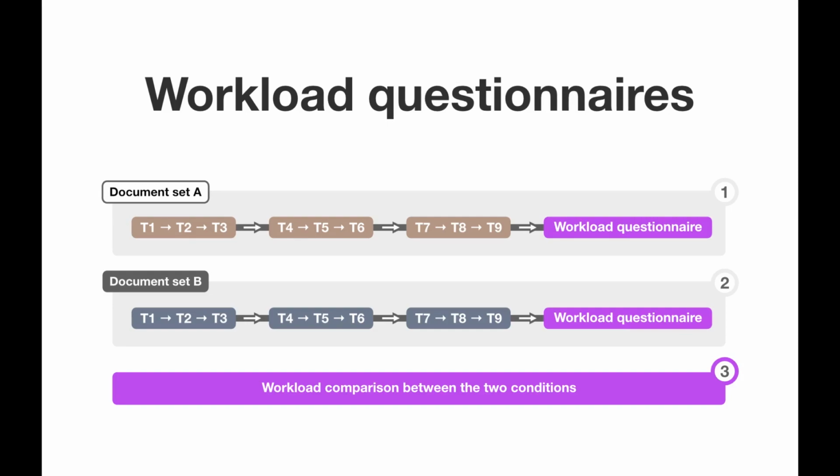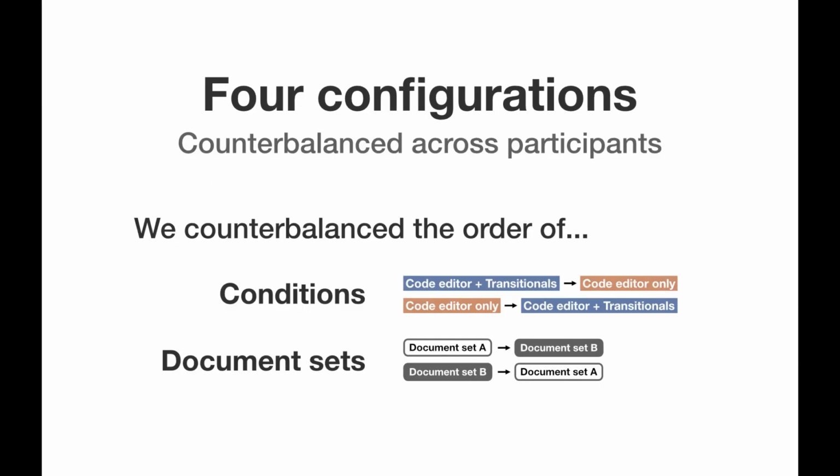In addition, we also asked participants to fill in questionnaires to estimate and compare the workload of each condition. The order of the 2 conditions and the 2 document sets were counterbalanced across participants, resulting in 4 experimental configurations.